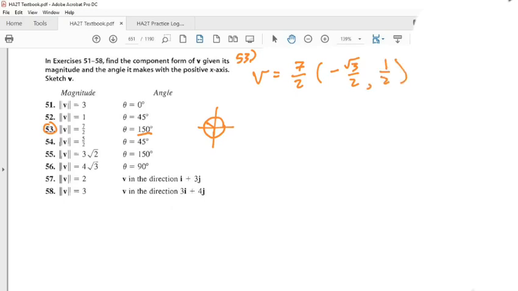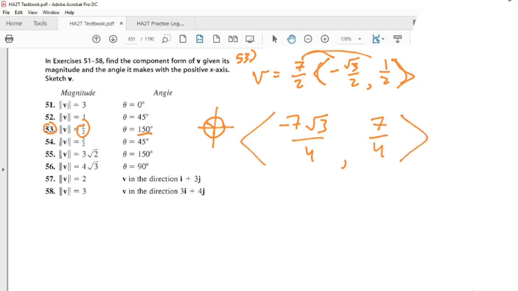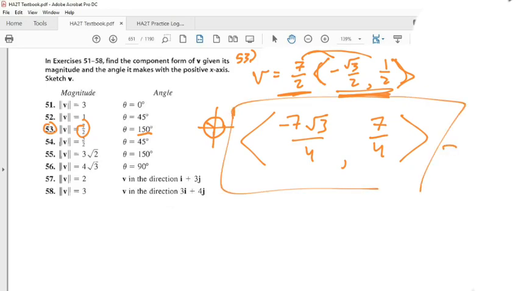Okay, now, vectors are kind of funny, or kind of silly. You just put pointy parentheses, they become vectors. And if you multiply out the magnitude, that's going to be the vector. So it's going to be negative 7 rad 3 over 4, and 7 over 4. That vector right there is V. You just need the unit vector, and then you need the magnitude. You multiply them together, and that gives you the vector you're looking for, which is V.